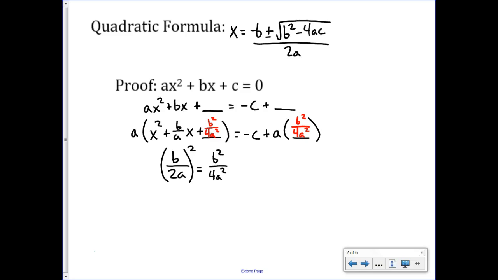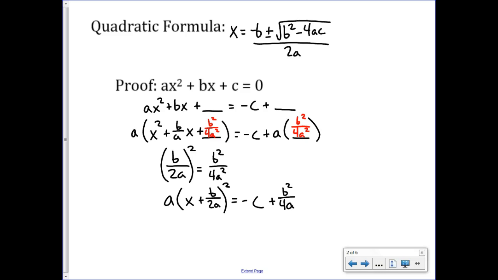So then on this side it looks like still the a out front, and then I have x plus b over 2a, quantity squared, is equal to the opposite of c plus. Now that a that's out front is on top of a fraction bar, that's a over 1, so I have a on top and then two a's on the bottom. So that means one of those a's on the bottom will cancel out with that a on top. So I have b squared over 4a at this point.